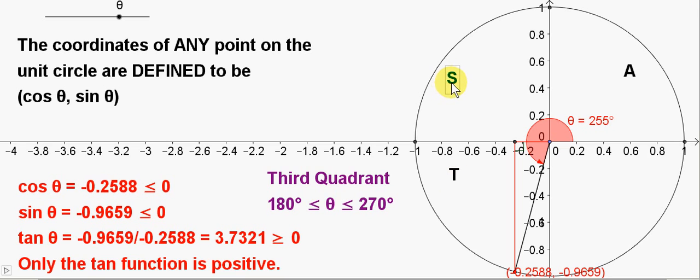Similarly, to go back here, S means that in this quadrant, only the sine function is positive. The other two functions are negative. And over here, all functions are positive, all three of them.